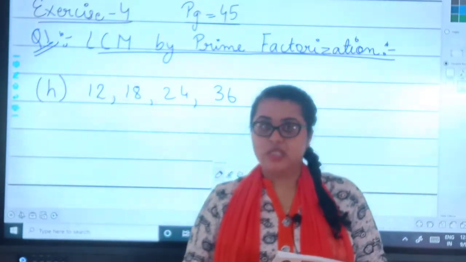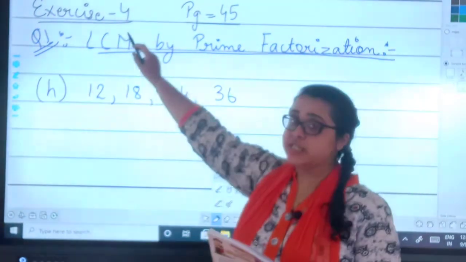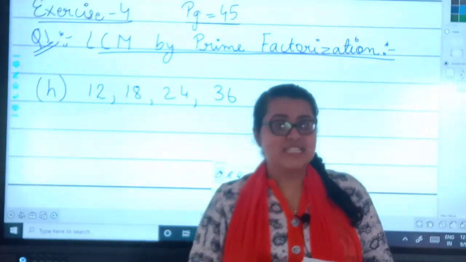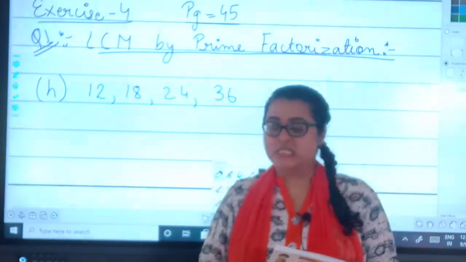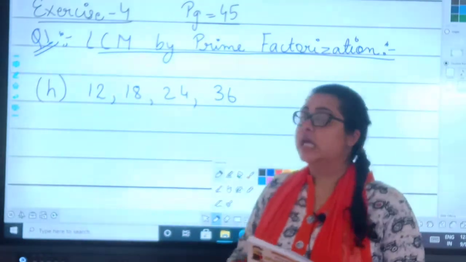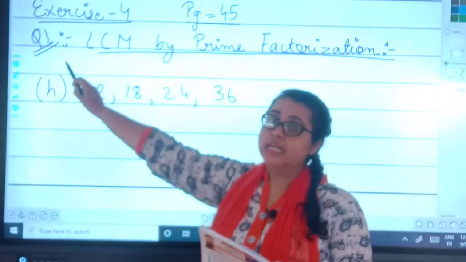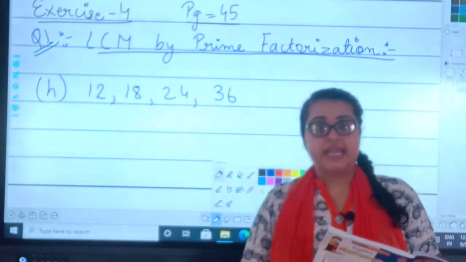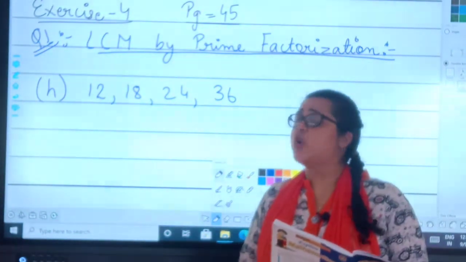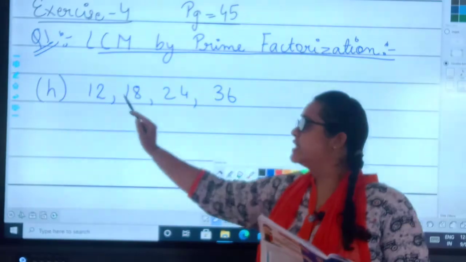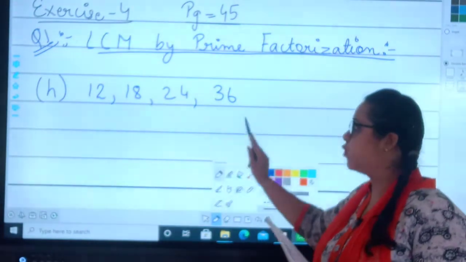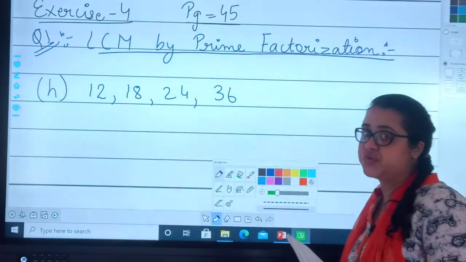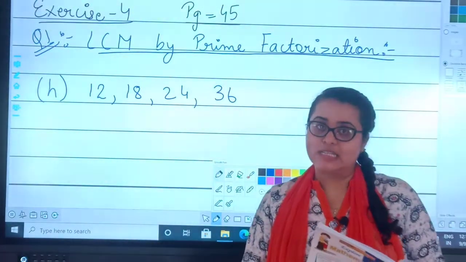So students, we are on exercise 4, page number 45 of chapter 6, factors and multiples. We will be solving our question number 1, that is LCM by prime factorization. In that, we will be solving the first one, that is 12, 18, 24, 36. Okay? So are my students ready for the solution? Let's have a look on this.